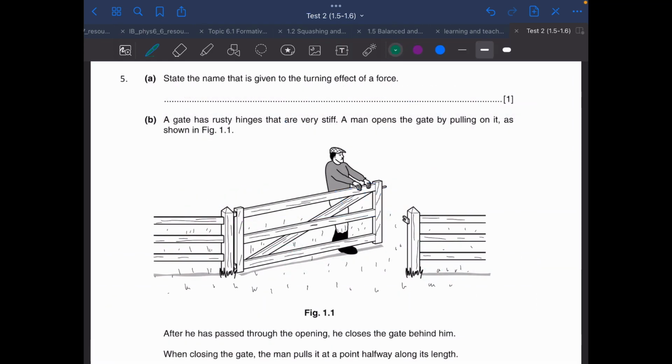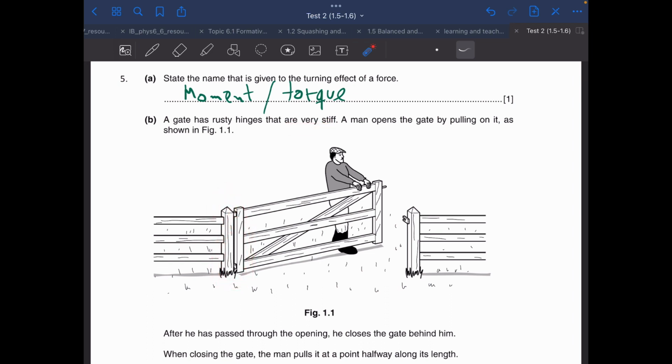Okay. Question 5a. State the name that is given to the turning effect of a force. The turning effect of a force is called the moment of a force. Another name, which we haven't really talked much about, which means the same thing, is torque. So torque is the same thing as the moment of a force. B. We have a farmer and the gate. Well, he's trying to open or close the gate. And this gate has rusty hinges, so the hinges here are a little bit rusty, and they're very stiff.